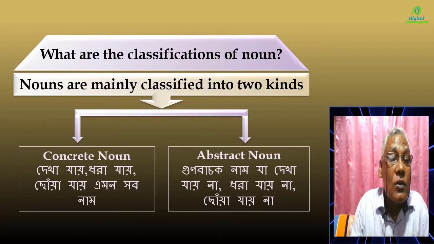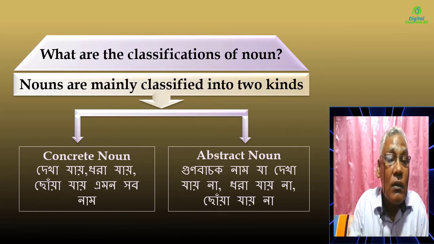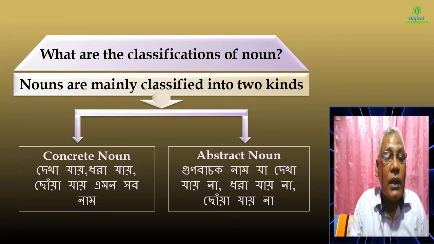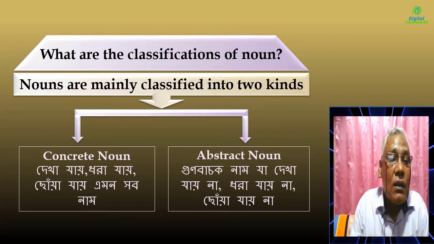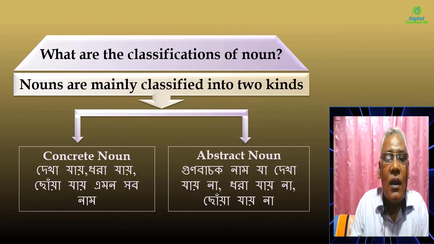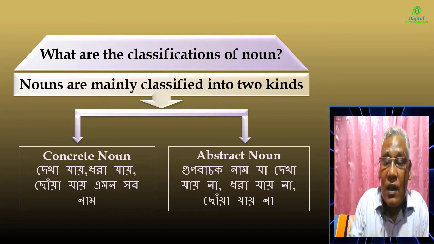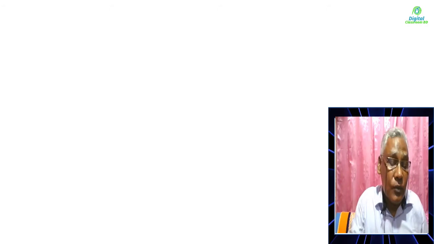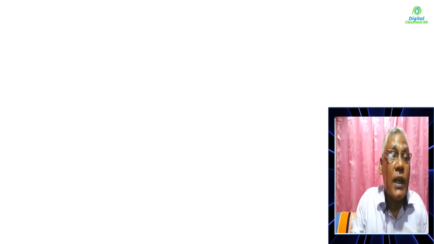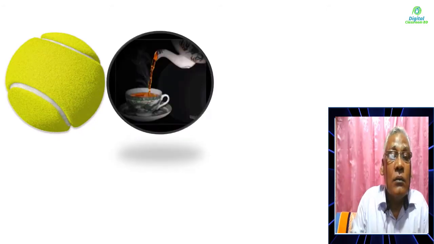So what is a concrete noun? The noun that is seen, or that can be caught or touched, is called a concrete noun. And an abstract noun is the thing that you can't see, can't touch, can't catch hold of. That is called an abstract noun. Nouns are mainly of two kinds: concrete noun and abstract noun.